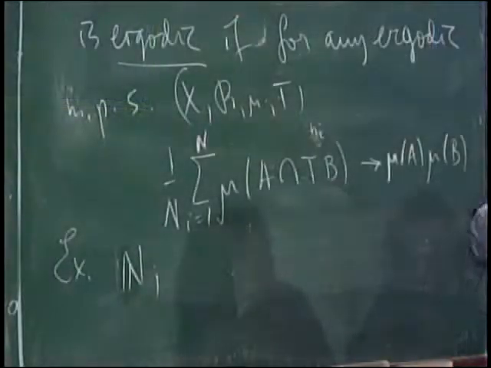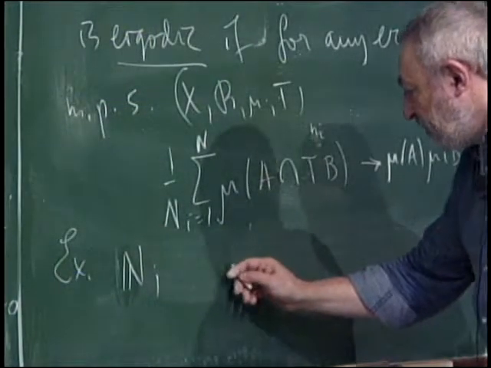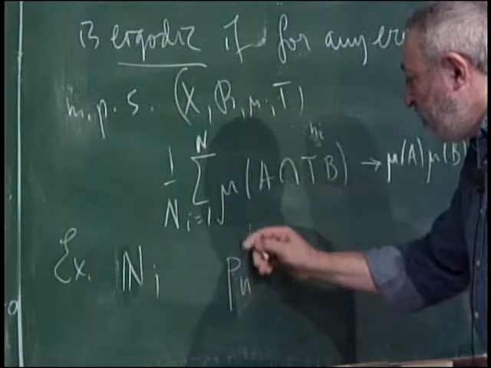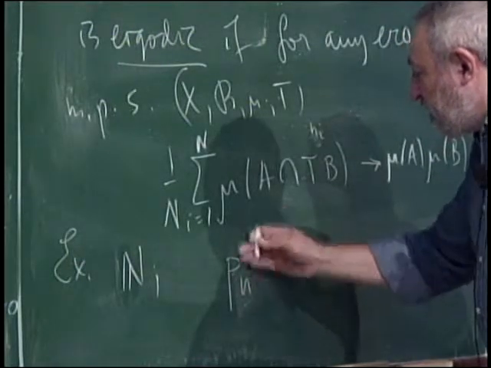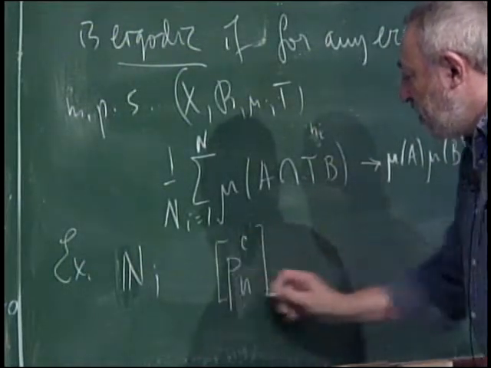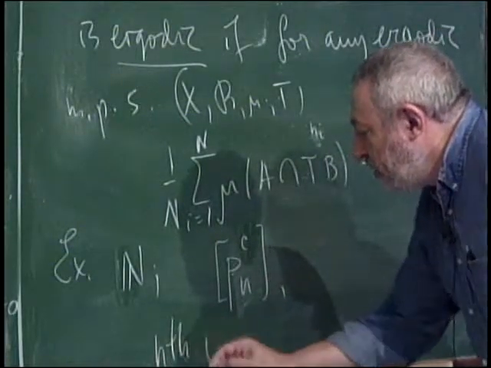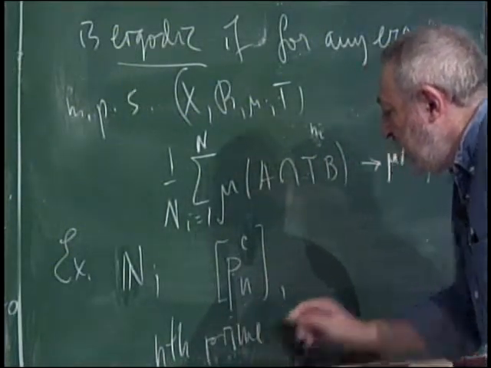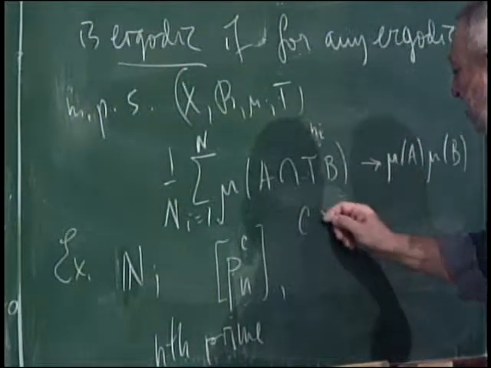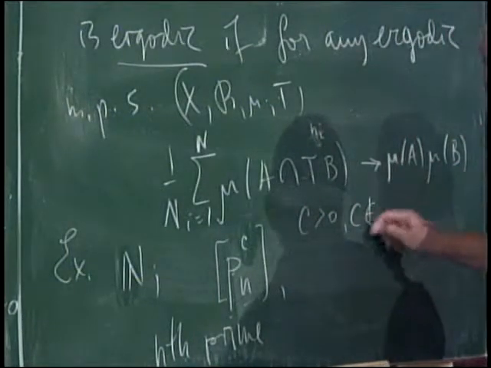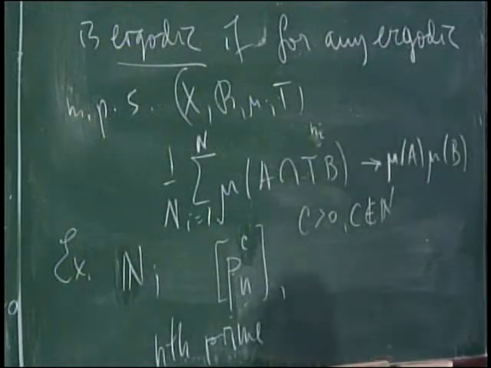But here is an example. That's a relatively fresh example, but there are many more. So: the integer part of the nth prime to the power alpha, to the power c. This is the nth prime, and c is positive, c is not in n. How do you like this example?